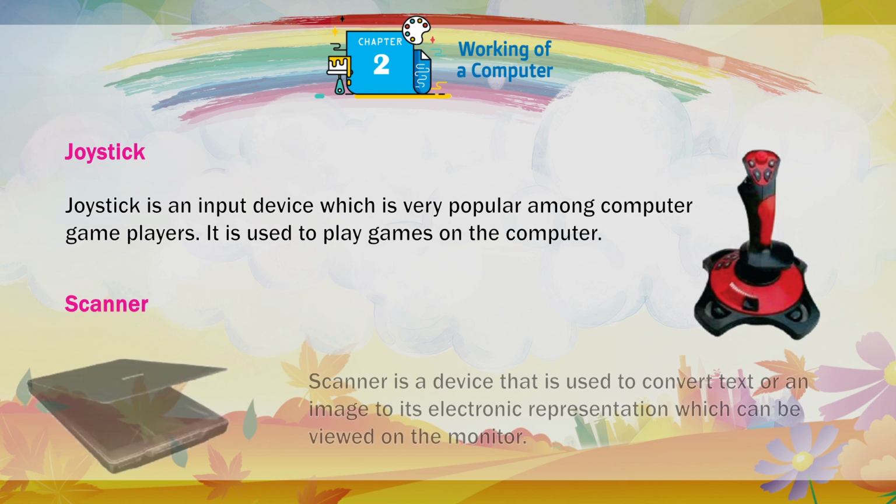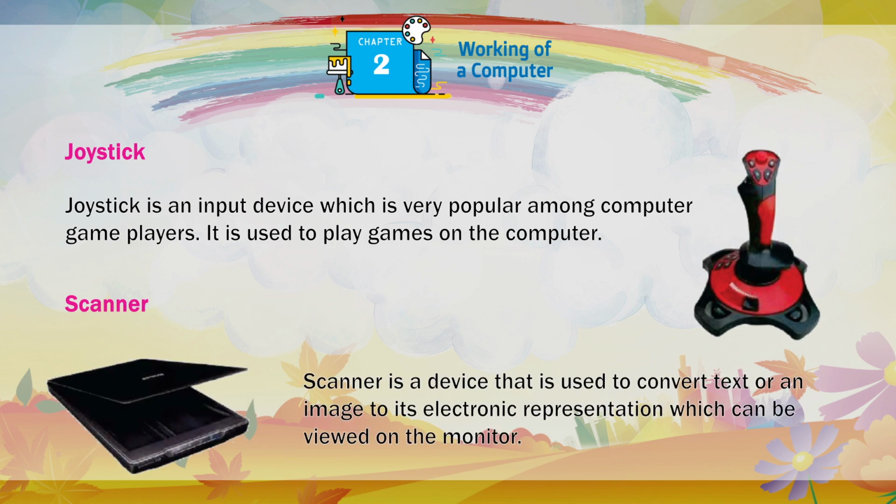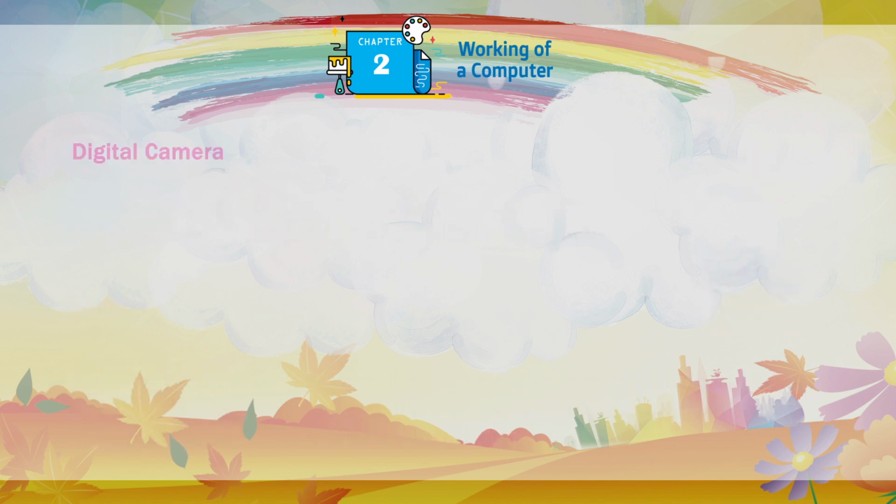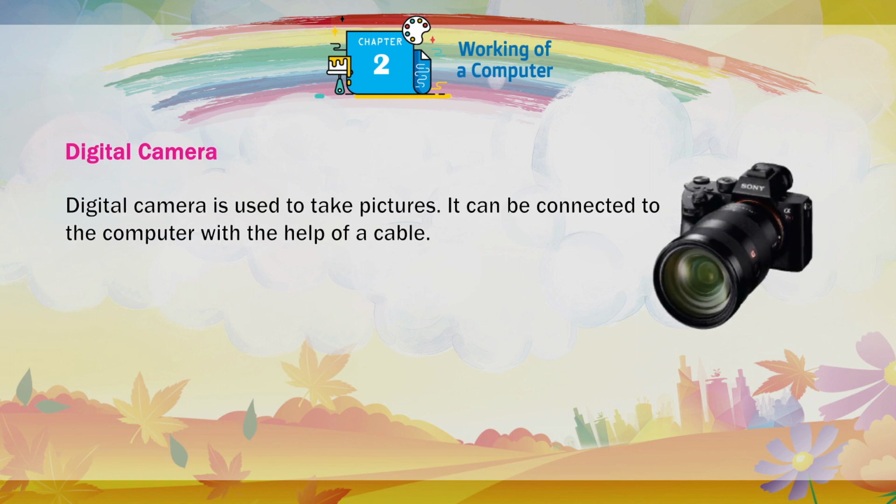Scanner. Scanner is a device that is used to convert text or an image to its electronic representation, which can be viewed on the monitor. Digital camera. Digital camera is used to take pictures. It can be connected to the computer with the help of a cable.